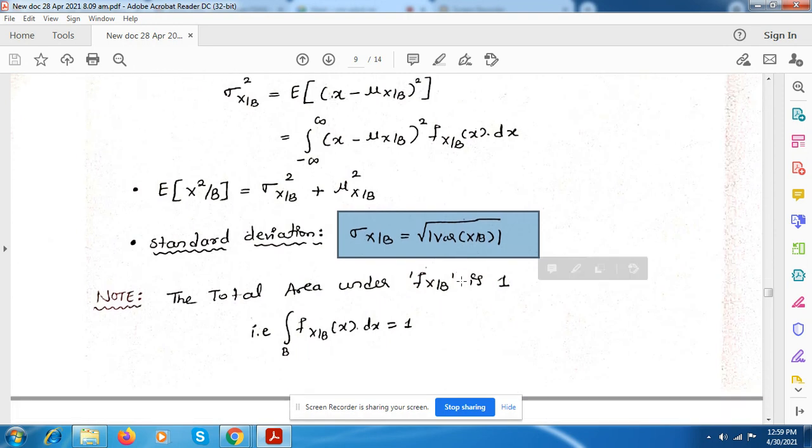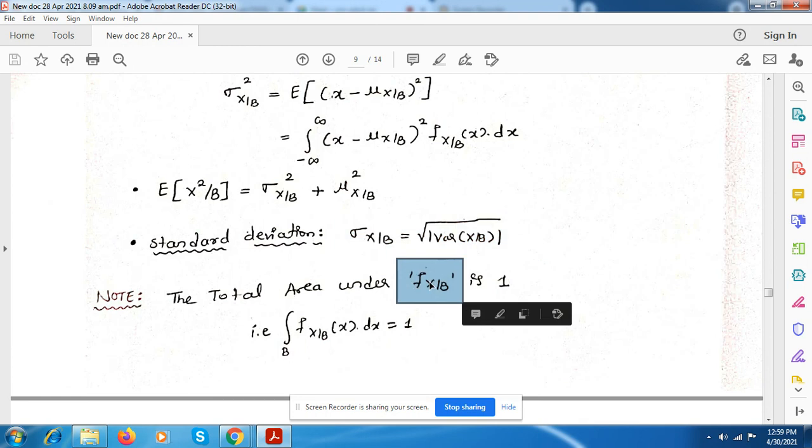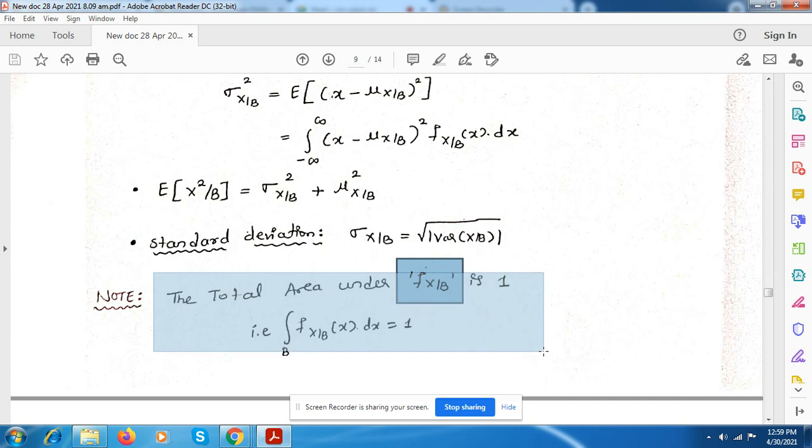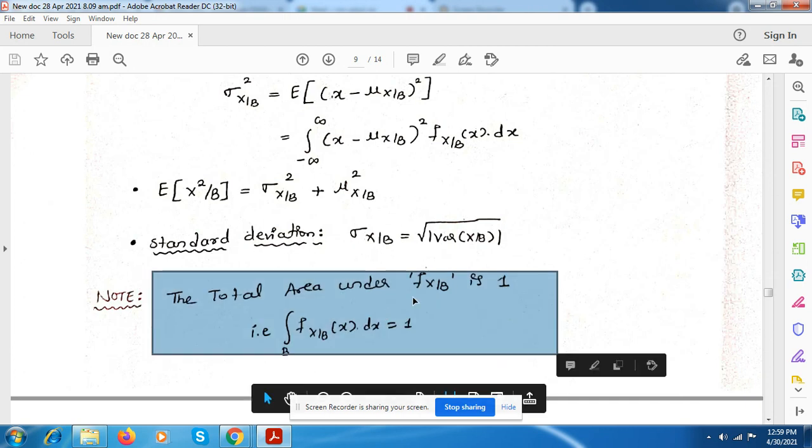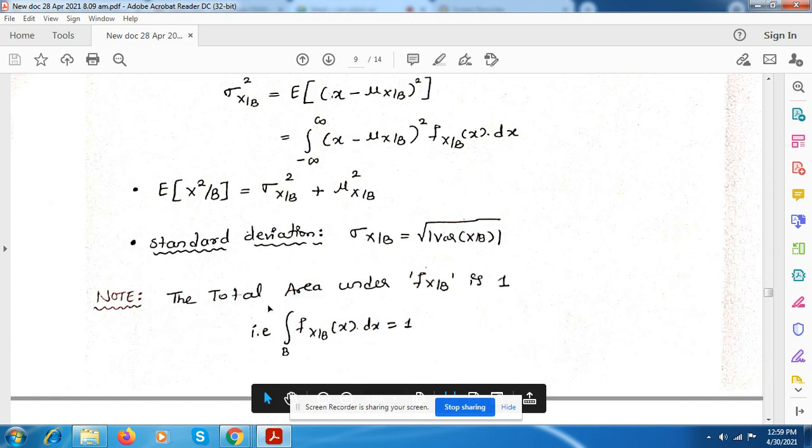We already know the total area under the PDF is always 1. Here the conditioned PDF is there. Here also the same condition remains, that is the total area under the conditioned PDF is 1. In equation we can write it as the integration of f x by b of x into dx is equal to 1.